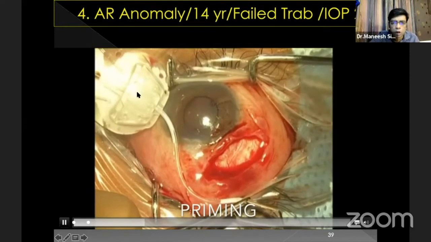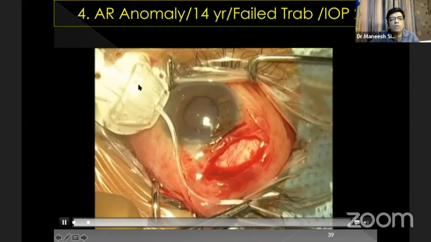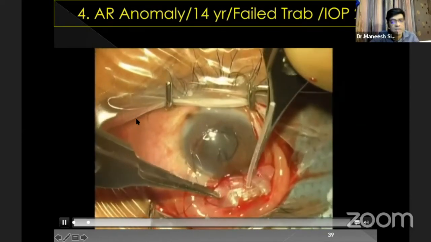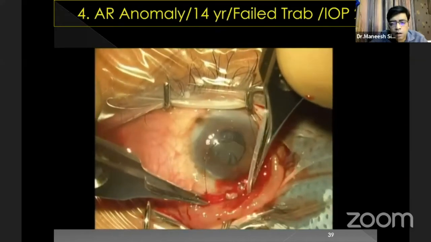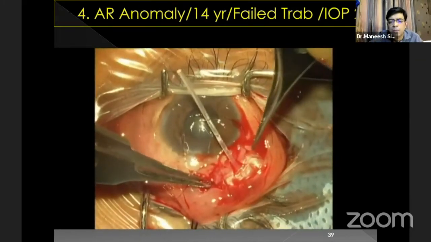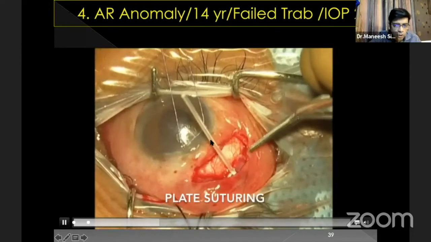In case the fluid is not coming out, this means the valve or the silicone membrane have fused. In these cases you have to discard the Ahmed glaucoma valve. So in that case, always keep a backup Ahmed valve whenever you are doing this surgery.